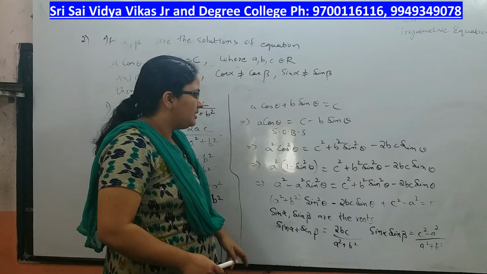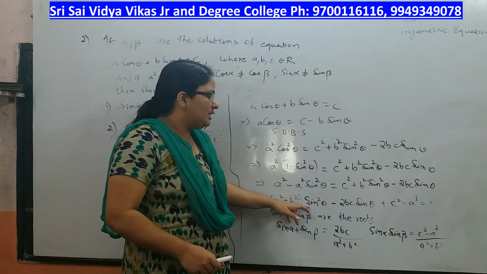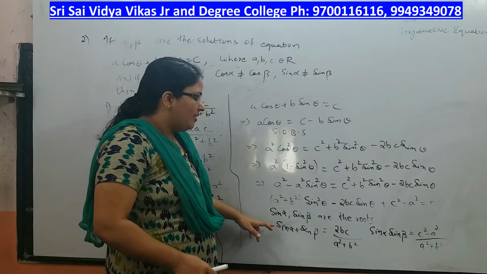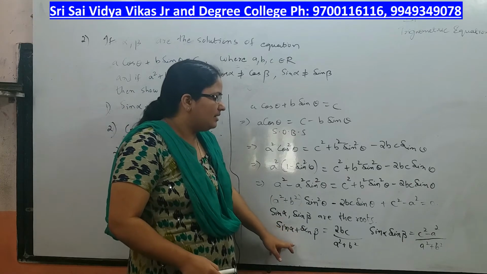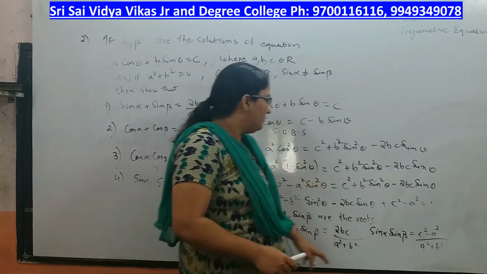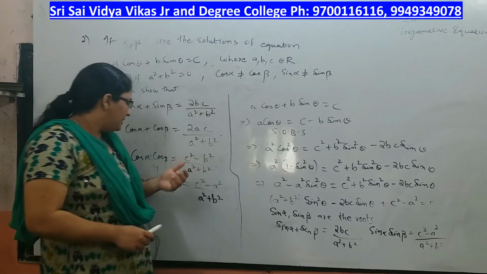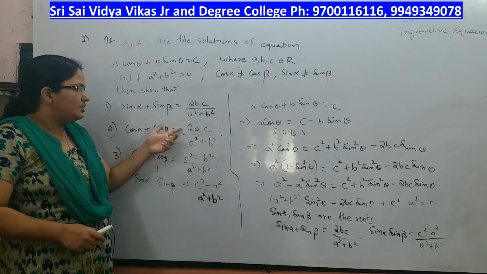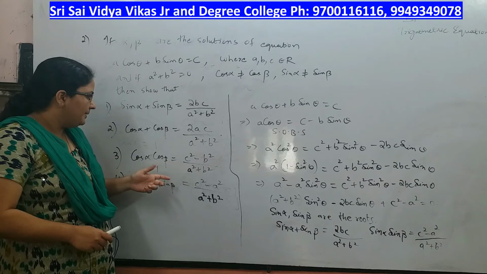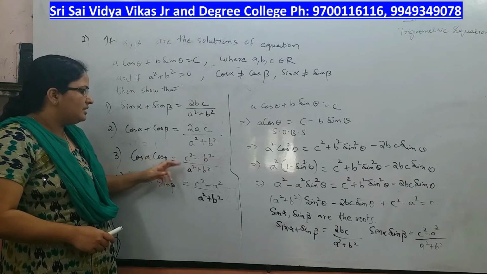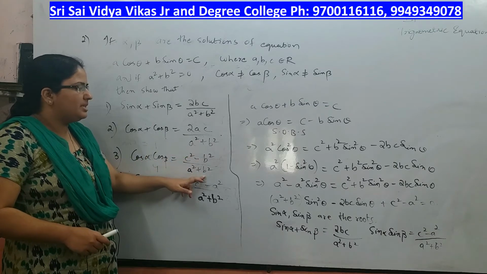Similarly, in the next part, keep b sin theta here, take a cos theta that side, and do the squaring on both sides. You will get the equation in terms of cos. Find out cos alpha plus cos beta and cos alpha into cos beta. You will get these values: cos alpha plus cos beta as 2ac by a square plus b square, and cos alpha into cos beta is c square minus b square by a square plus b square.